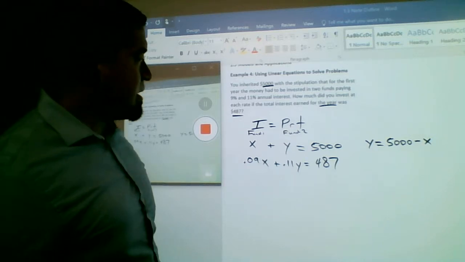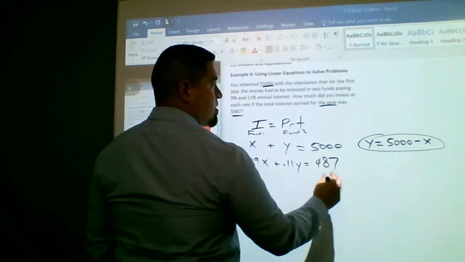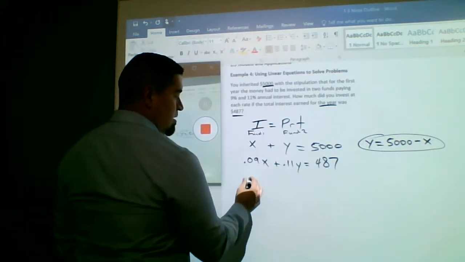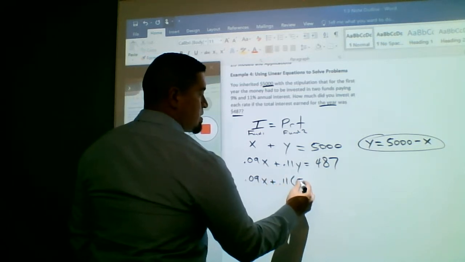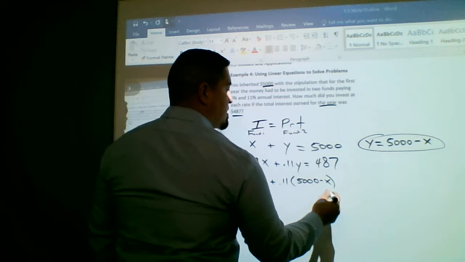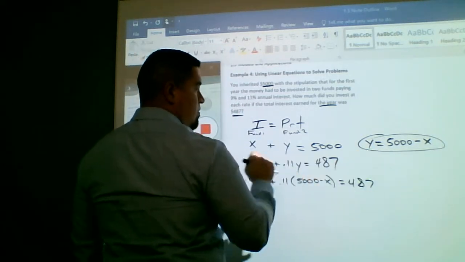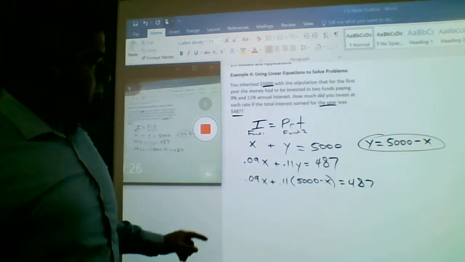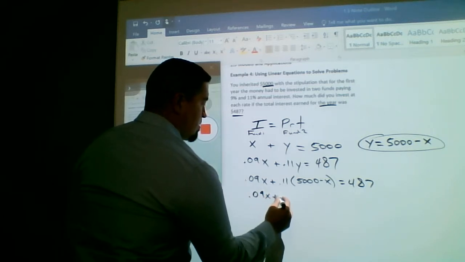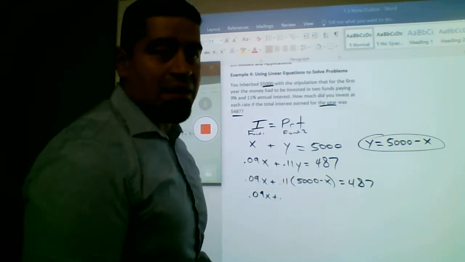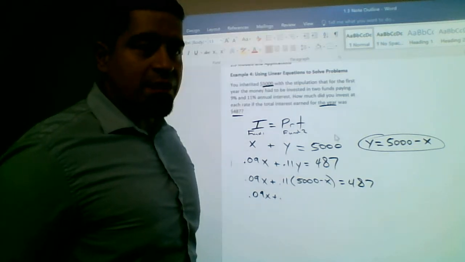And then the strategy will be, I'm going to use this, and instead of writing y right here, I'm going to write 5,000 minus x. So meaning I'm going to get 0.09x plus 0.11 times 5,000 minus x equals 487. So you see I just plugged that in for y. Distribute, solve. So then here I have 0.09x plus 0.11 times 5,000, which is 550.